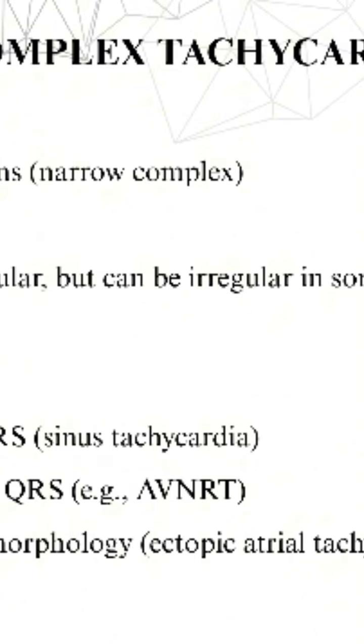The criteria for narrow complex tachycardia: QRS duration is below 120 ms, which is narrow complex. The heart rate is more than 100 bpm, and the rhythm is usually regular but can also be irregular in some types such as atrial fibrillation. And the P wave may be visible before each QRS, hidden in the QRS, or absent or of abnormal morphology.